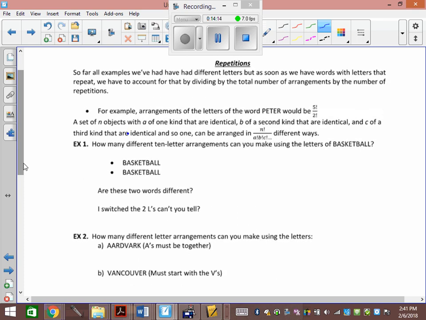Now we have words with repetition, like basketball. So if we look at the 2 words basketball there, do they look exactly the same? Yeah, I swapped the 2 L's. Can you tell the difference? No. I swapped the B's now. Can you tell the difference? No.